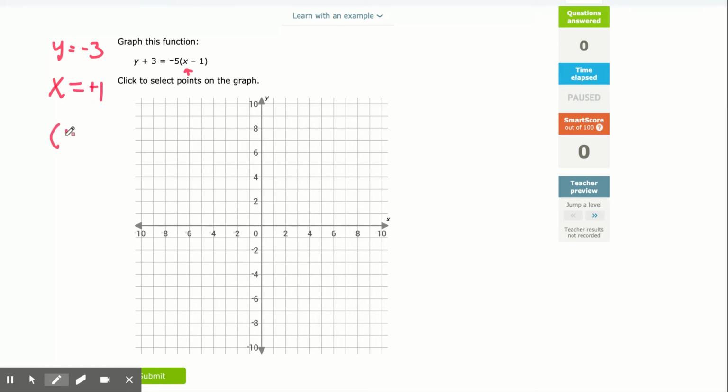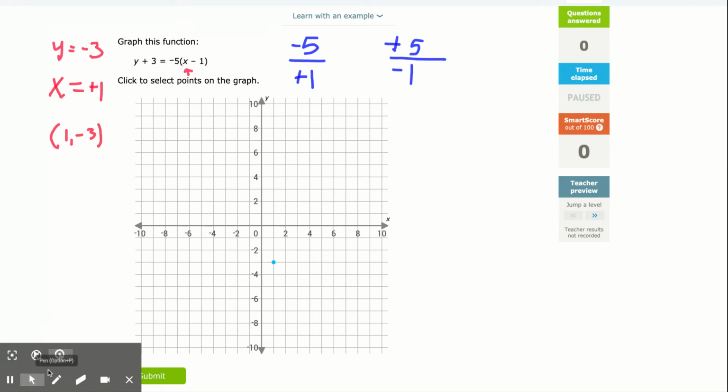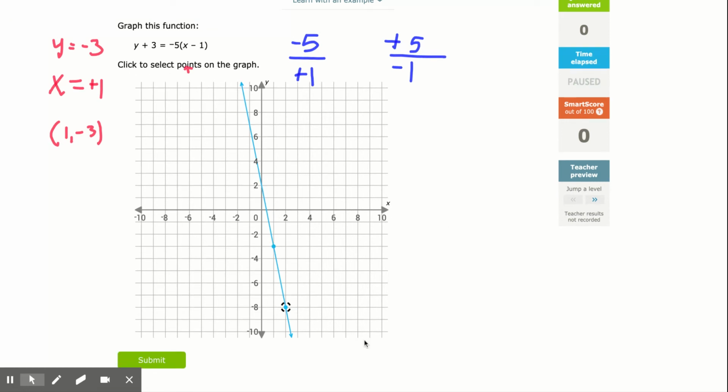So I go through the point (1, -3). So go over to +1, down to -3, and I graph that point. Now, remember, slope is always thought of as a fraction, so the slope is -5 over +1, or I could do +5 over -1. Either one works. Since the slope's negative, only one of them is negative. So from this point, I'm either going to go down 1, 2, 3, 4, 5 and right 1, or I could go up 1, 2, 3, 4, 5 and left 1. And I've graphed my line.